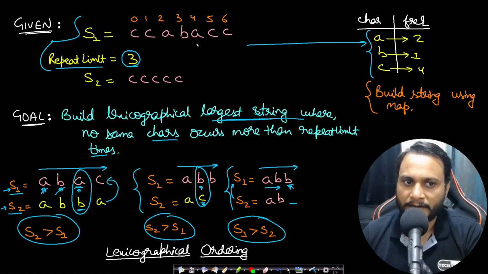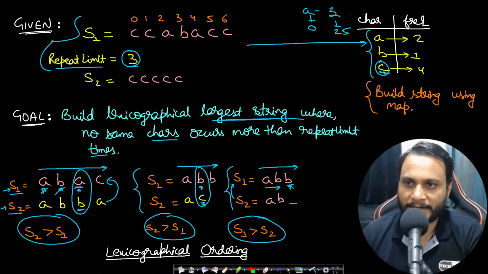Now greedily, since you want to build the largest string, you will always go for the largest possible value, that means c, not according to the frequency. It is according to a to z ordering. So a will have value 0 and z will have value 25. Let's say this is what you are assuming. So whichever has the higher ASCII value, c will have the higher ASCII value out of all these. Therefore you will greedily pick c as many times as you can.